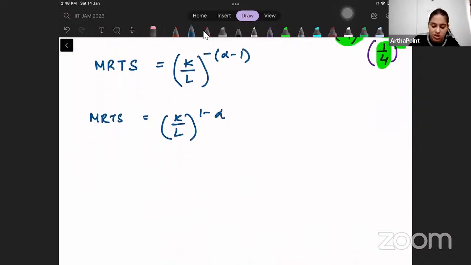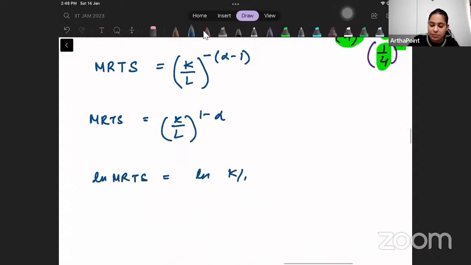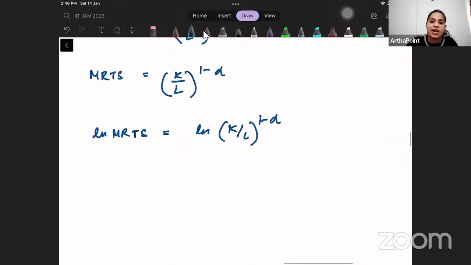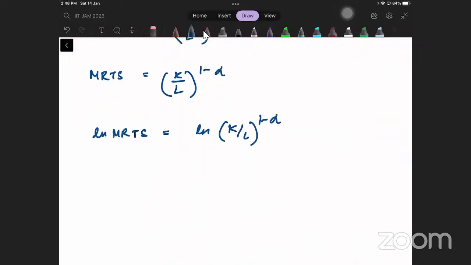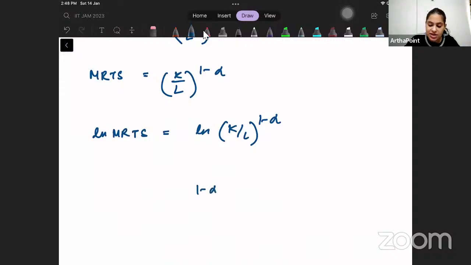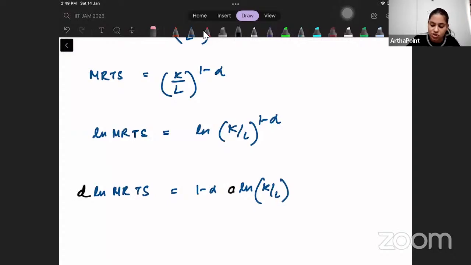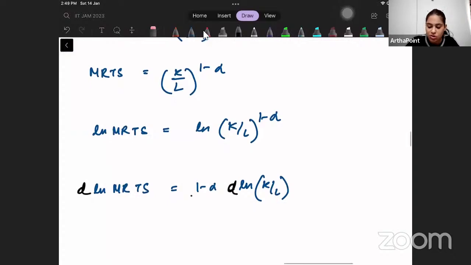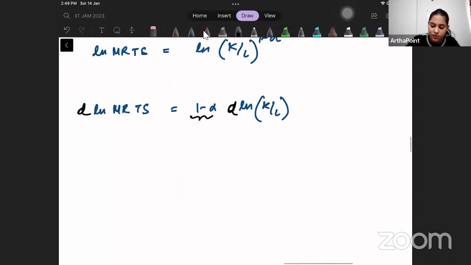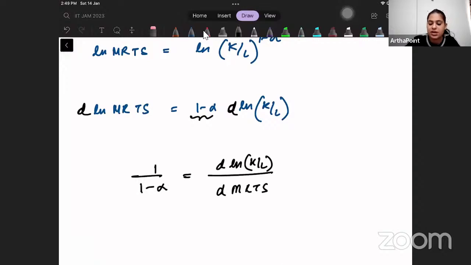Now take log on both sides. So ln MRTS is equal to ln K by L to the power 1 minus alpha. Just take 1 minus alpha common. So 1 minus alpha ln K by L is equal to ln MRTS. अगर differentiate भी कर दोगे, D भी लगा दोगे, nothing changes. Okay, this is a constant. So D of ln K by L upon D of ln MRTS will be 1 upon 1 minus alpha.